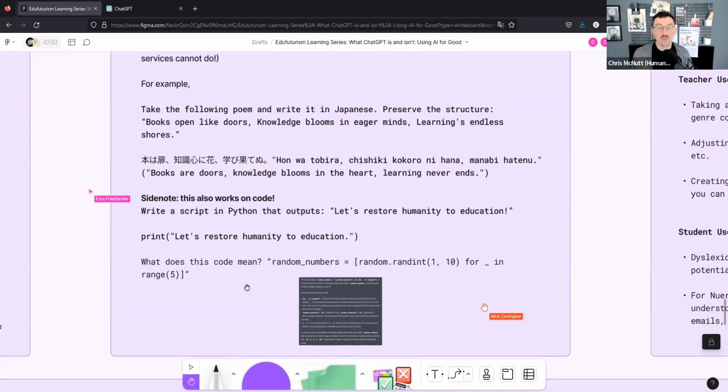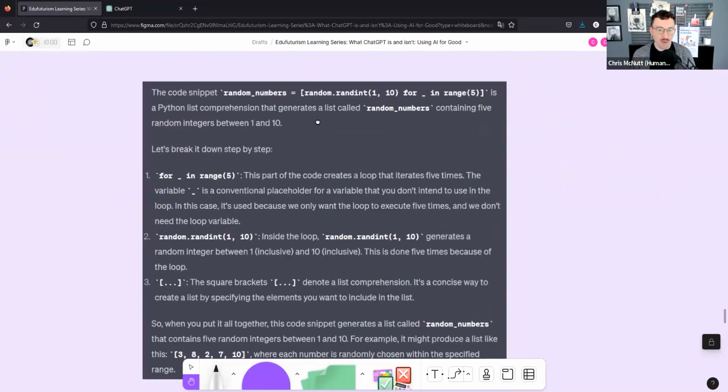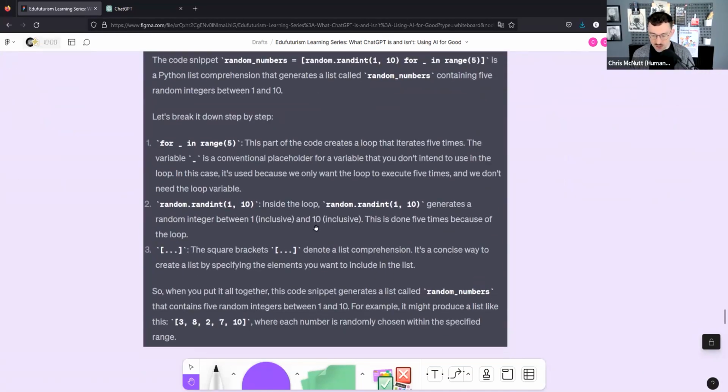Finally, just a brief side note, this also works with code. I use this all the time. If you're into programming, you probably use like GitHub Copilot or something like that. It makes your life a lot easier. If you tell it to write code, it will write code. Similarly, if you ask it what certain code means, it will not only tell you what the code snippet is, but also it will break down those different sections. And I'll go from there.